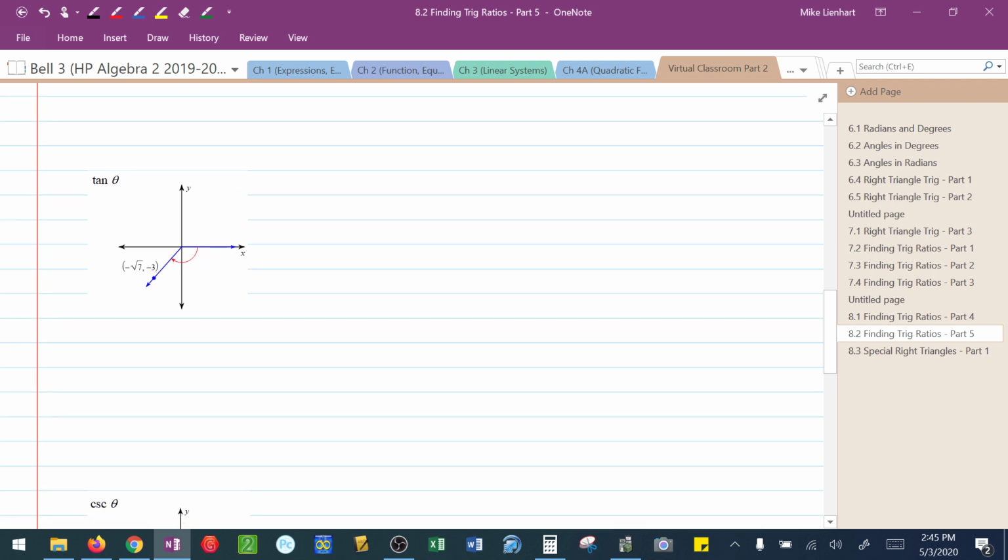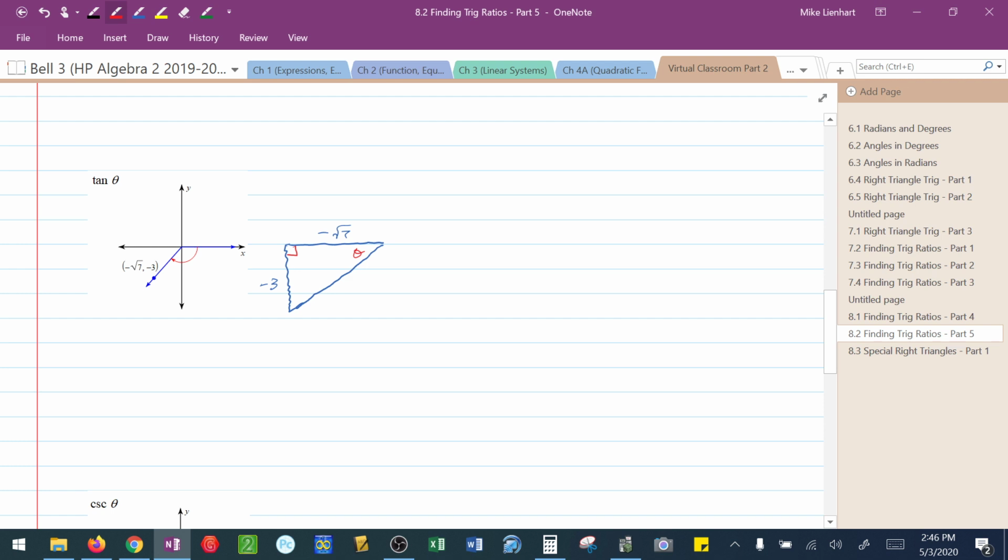Alright, let's take a look at this one. How about the tangent? Now notice our terminal side is somewhere else. No problem. I'm going to sketch the triangle in relation to the closest x-axis. This gives me an x value of negative square root of 7, a y value of negative 3, and I'm going to have to use the Pythagorean theorem here to find the hypotenuse. There's the right angle, there's theta.